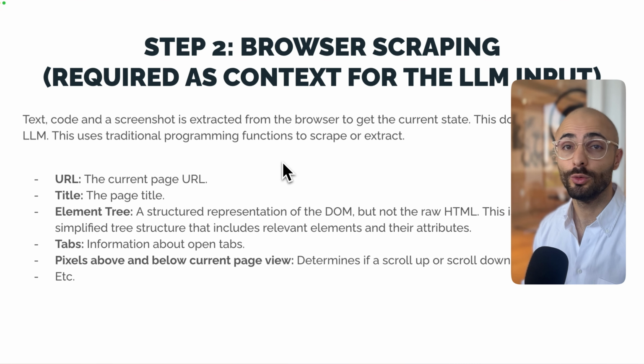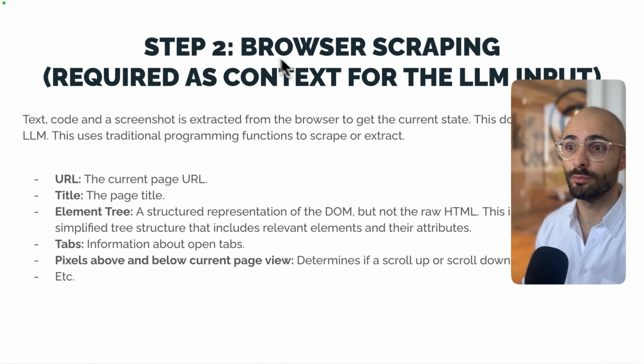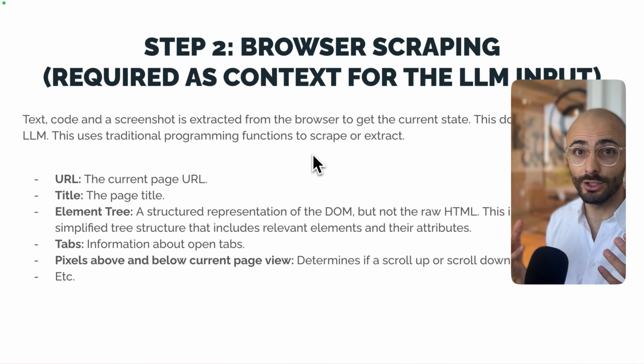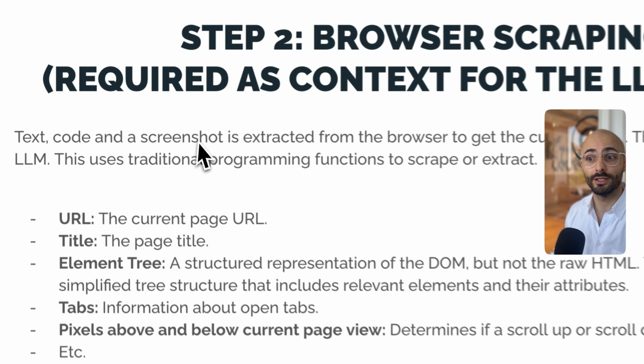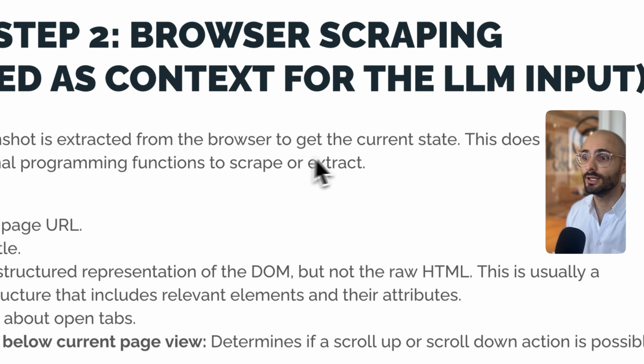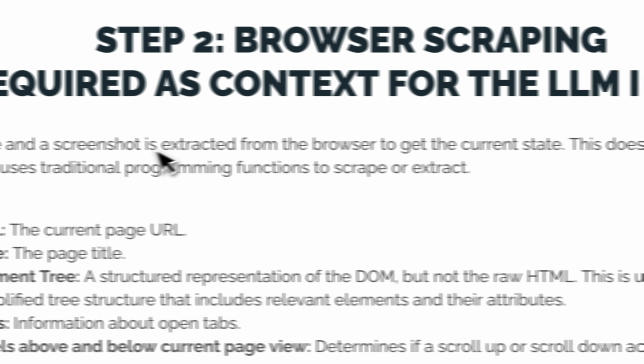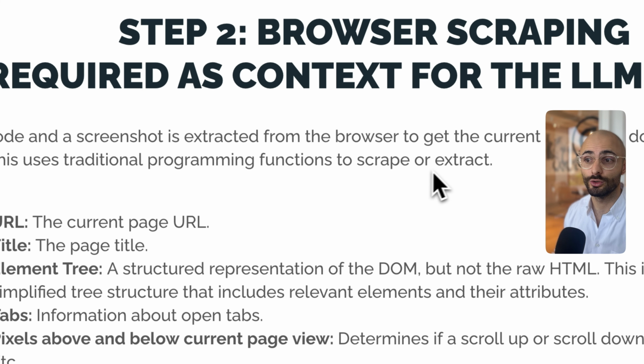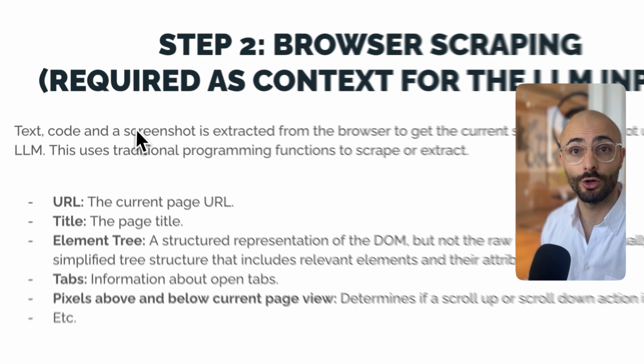So step 2, once we've provided the input, is browser scraping. This is required because it provides context to the large language model input, which is the agent. This includes basically the text, code, and screenshot that's extracted from the browser to get the current state. And this does not use a large language model. This uses traditional programming functions to scrape and extract that text, code, and screenshot.